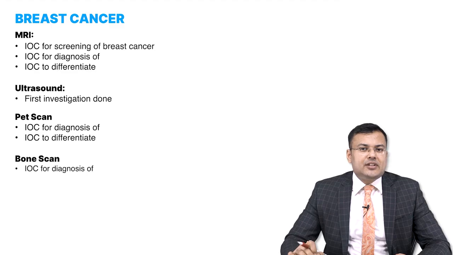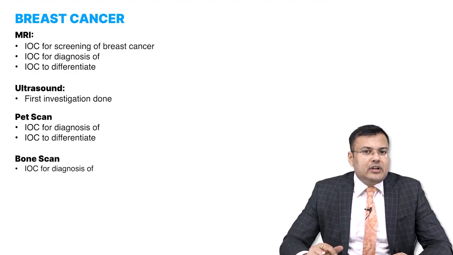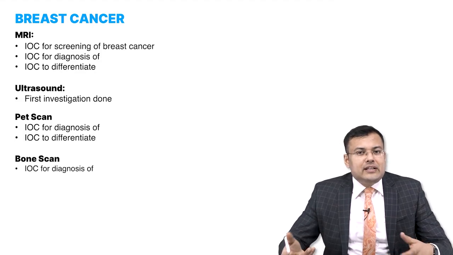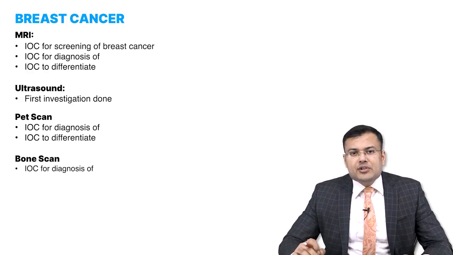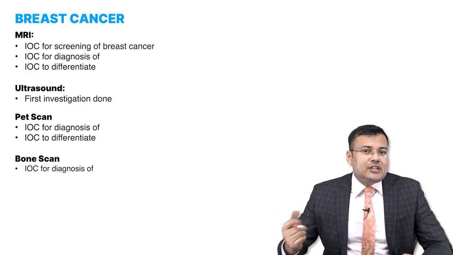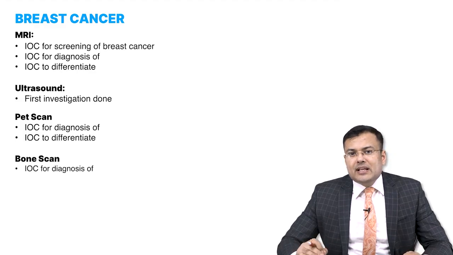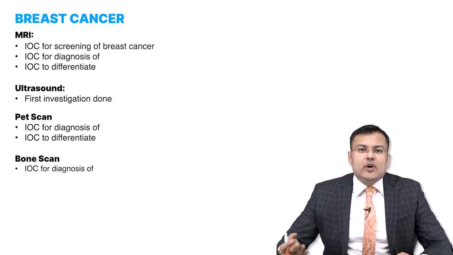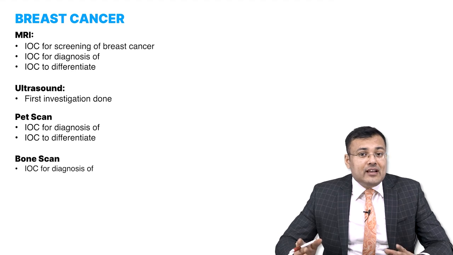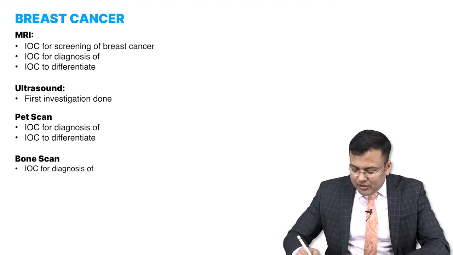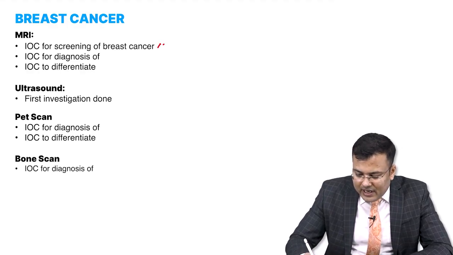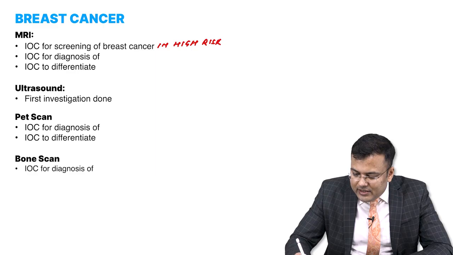See the other investigations. First, MRI. You know Angelina Jolie. Her aunt was having breast cancer and she was having BRCA mutation. Angelina Jolie was also having BRCA1 mutation. So any female who is having positive family history or BRCA mutation is a high risk female. And for high risk females, what is the investigation of choice for screening? Tell me. MRI. So important point, investigation of choice for screening of breast cancer in high risk females is MRI.